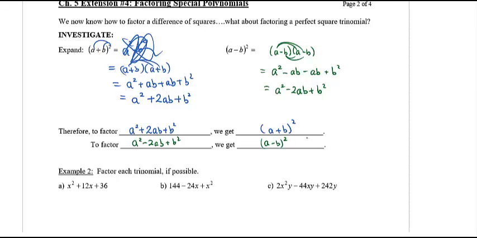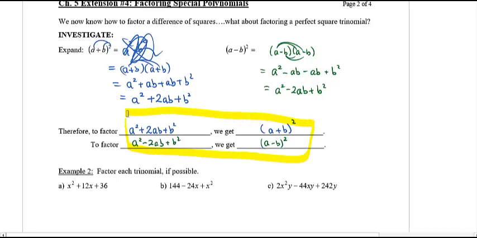Find two numbers that multiply to blah, blah, blah. Those two numbers add to blah, blah, blah. That will work as well. Okay, but if you can see it, then I think this is a nice, easy, quick way of getting the final answer. Okay? So let me show you.